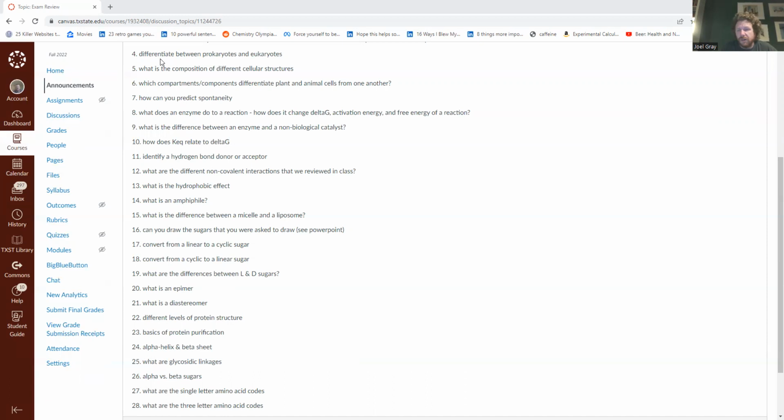Then getting into different types of interactions. What are our different types of non-covalent interactions? A hydrogen bond is a non-covalent interaction. What about your ionic interactions or electrostatic interactions? Those are all things that I think it's very important to have a good understanding of because we're primarily going to be applying that to protein structure.